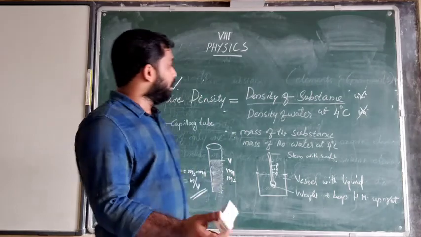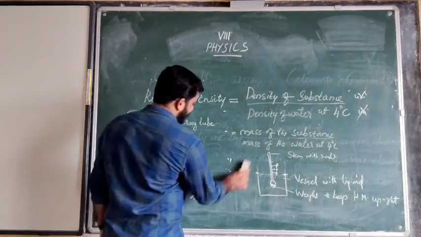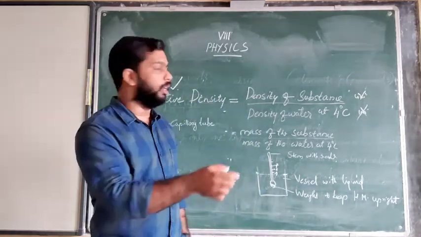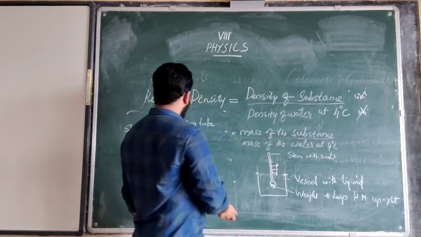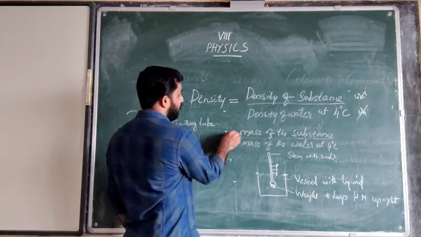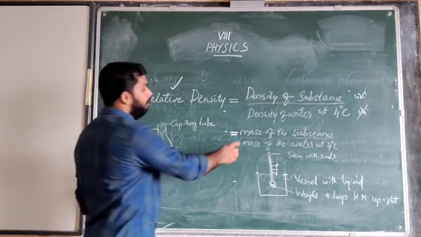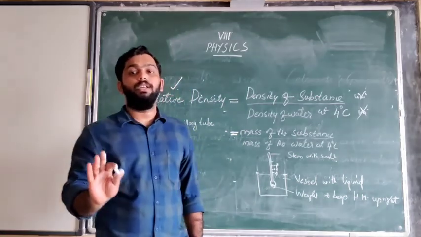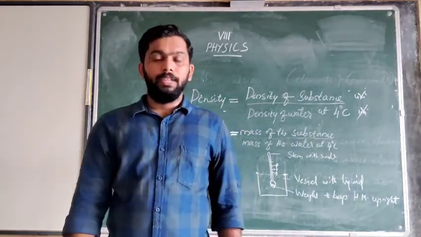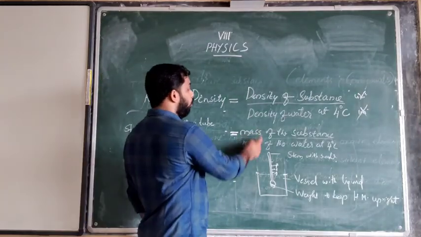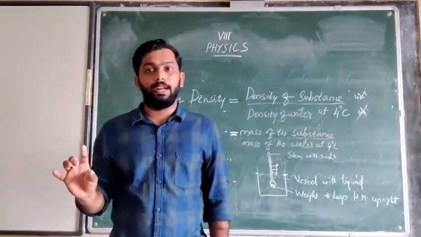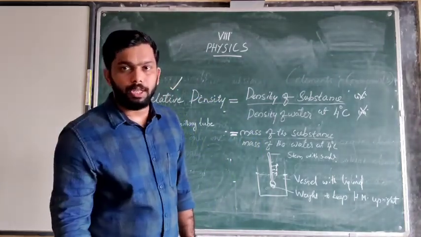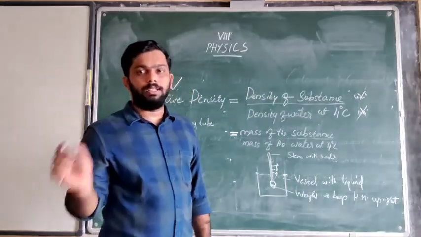Then again, if you are taking the same volume of the given liquid and of water, then we have another equation. Relative density will be the mass of the substance divided by the mass of the water at 4 degrees Celsius, provided that we are considering an equal volume of the substance. If we are considering equal volume, that means if you are taking 100 ml of kerosene and 100 ml of water, that is the volume.